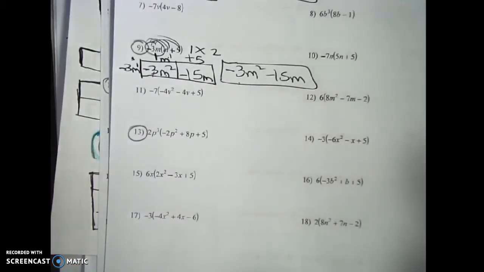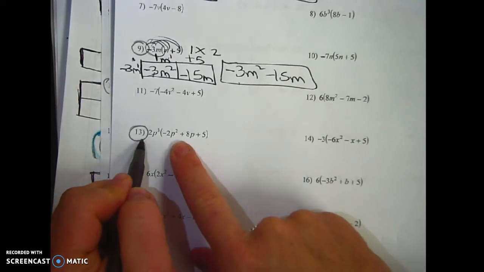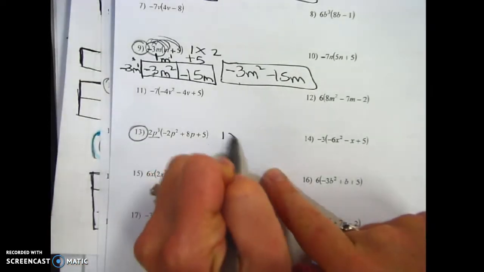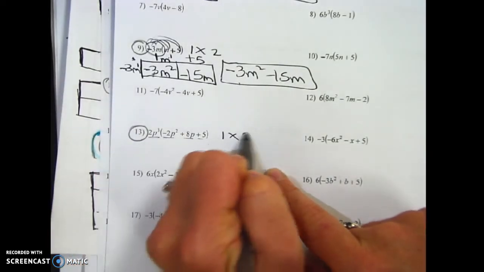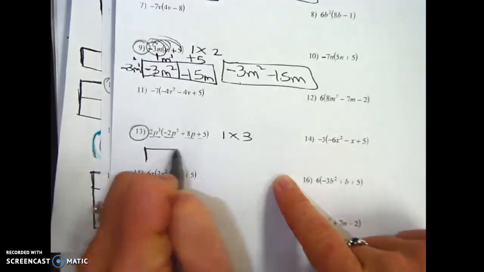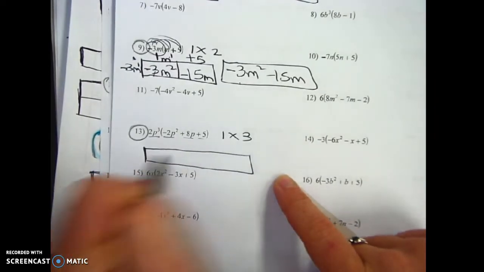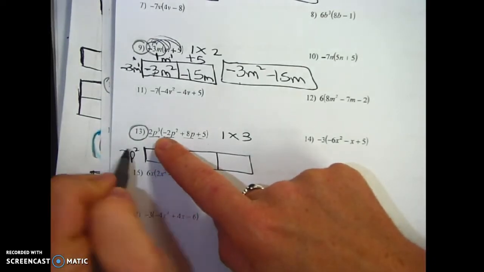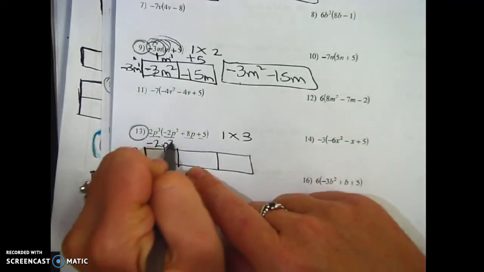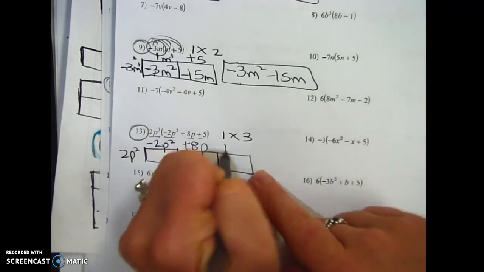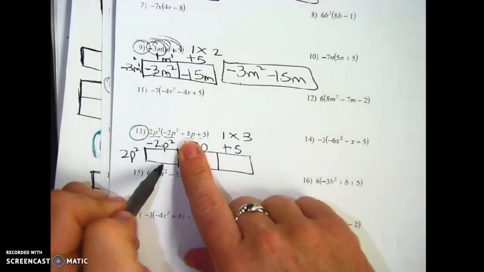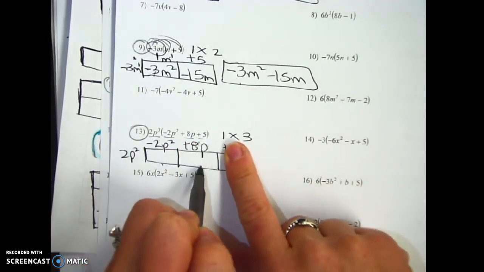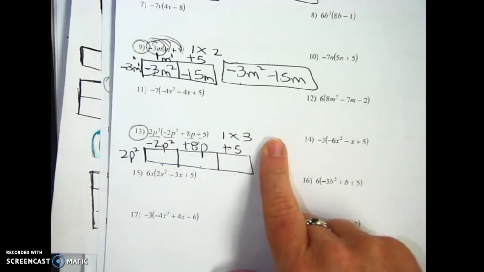Okay. Let's look at number 13. The dimension of this is a 1 by 3. 1 high, 3 across. The nice thing about the box method is, to me, it seems like organization. It doesn't mean it works all the time, but it does mean that it helps out a lot. Notice this goes on top of that box. This goes on top of this box. This goes on top of this box.